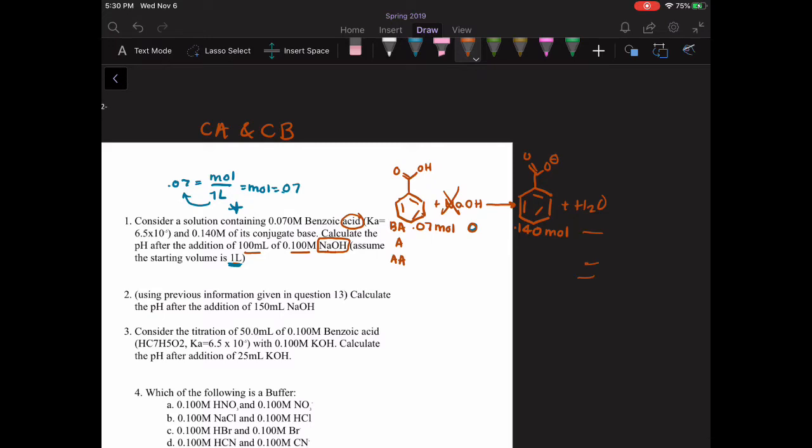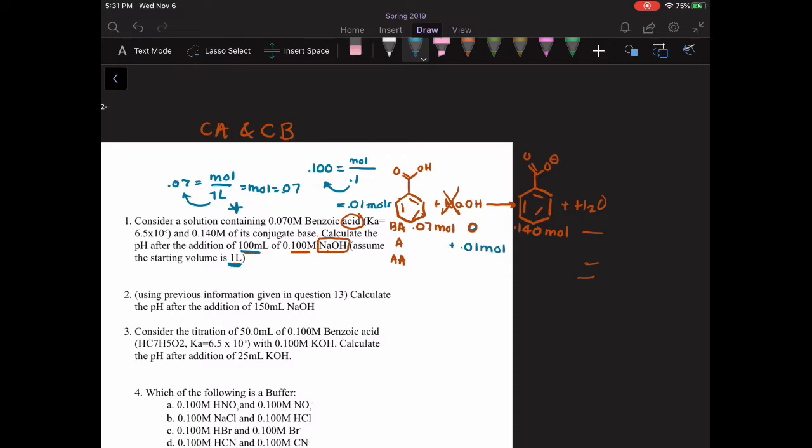So now I add 100 milliliters of 0.1 molarity NaOH. So I need to find that moles. So 0.1 equals moles over 0.1, because 100 milliliters you have to convert to liters. So you multiply that over to get how many moles you get? 0.01. So I add 0.01 moles to this.